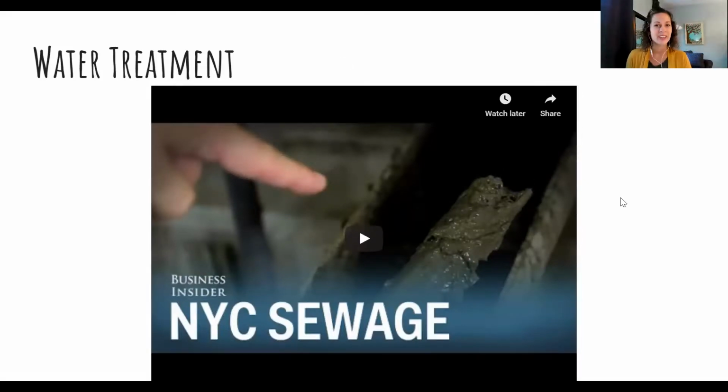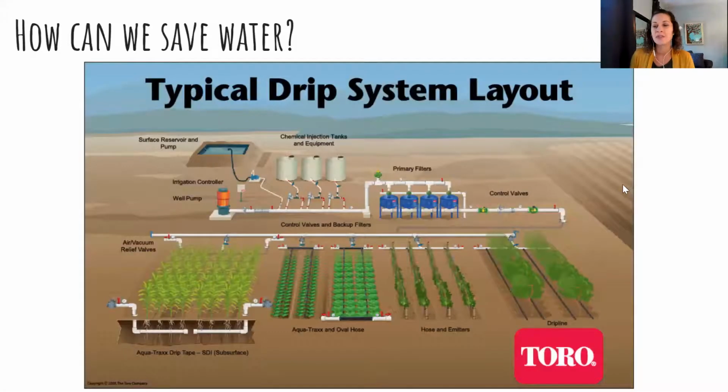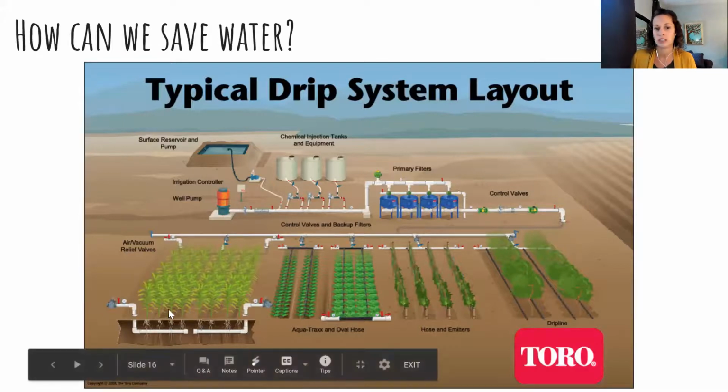So I hope you enjoyed learning all about how New York City handles their sewage. A visual for this is what a typical system layout might look like. Obviously, this is not exactly what they all look like, but this is one layout. So you can take a look at this and see how water gets treated and then ultimately can go into an irrigation system in this example.